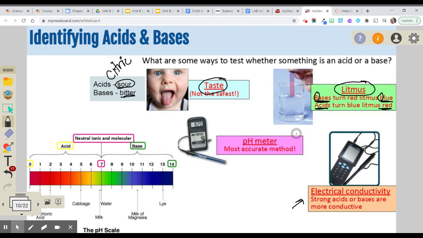Anyway, the other way to test for acids and bases, probably the most accurate way, is using a pH meter. You can stick the pH meter in, it has electrodes in it, and it'll tell you the pH. So we're talking pH again now. What is the pH scale? It's a scale of 0 to 14, where from 7 to 14 we're looking at bases. At 7, we're looking at neutral ionic and molecular compounds. And between 0 and 7, we're talking about acids. And there are some examples of how different acids might lie on that pH scale.